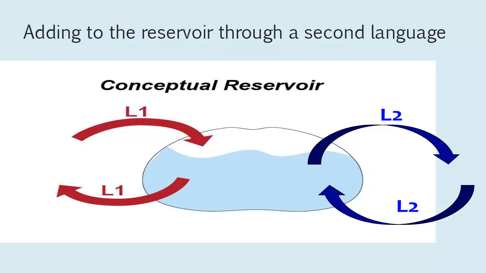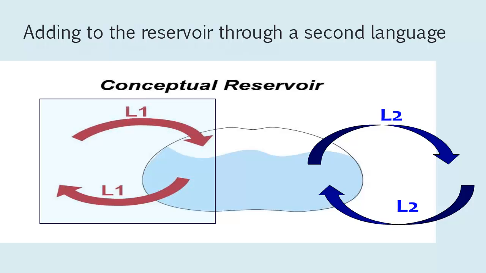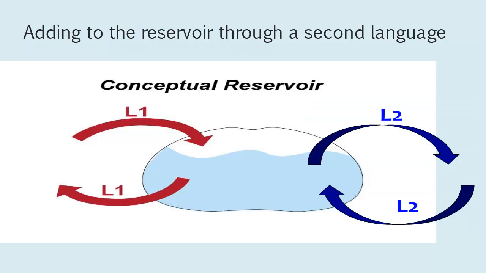Is it possible to learn new things and add new information to the conceptual reservoir, even through a language we don't yet speak well? Of course it is. That is what we expect of English language learners in school every day. The blue arrow, labeled L2, represents learning through the second language. While it is certainly easier to learn new information and represent what we know through our stronger language, and more challenging through a new language, it is not only possible but critically necessary.